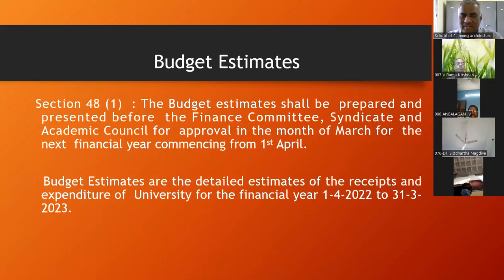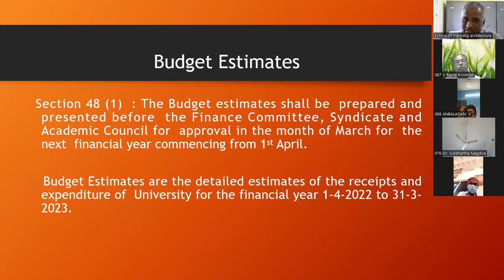Section 48 of the Universities Act says that budget estimates should be prepared and presented before the Finance Committee, Syndicate, and Academic Council for approval in the month of March for the next financial year commencing from 1st April. Autonomous colleges will have these bodies, Finance Committee, Academic Council. They have to prepare and approve it before 31st March, because without proper approval, you cannot spend the money from April. Budget estimates are the detailed estimates of the receipts and expenditure of the university for financial year 22-23.